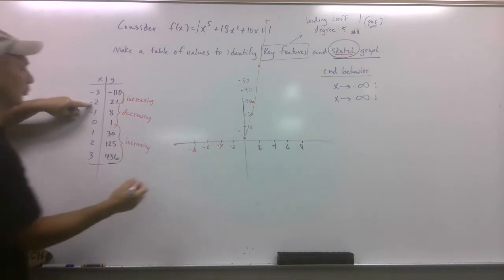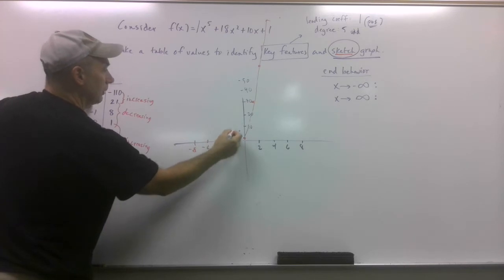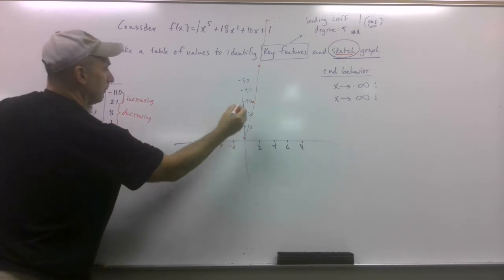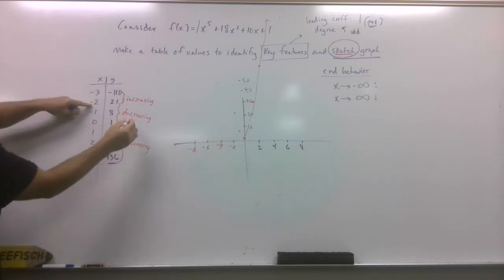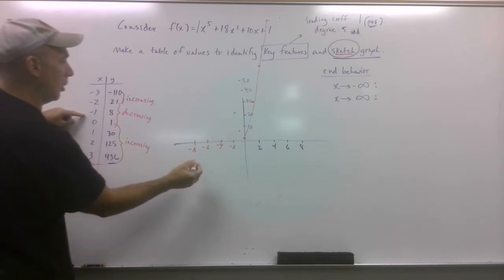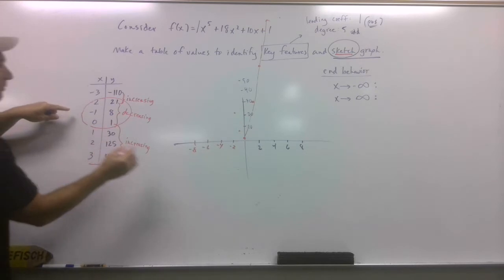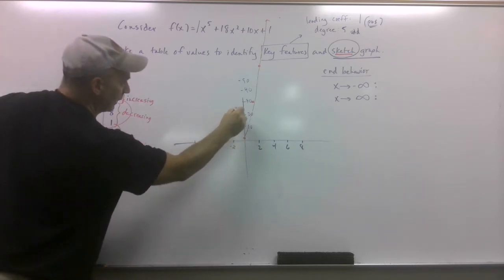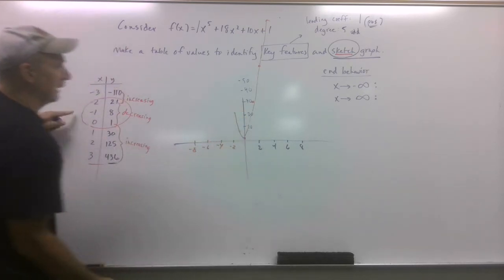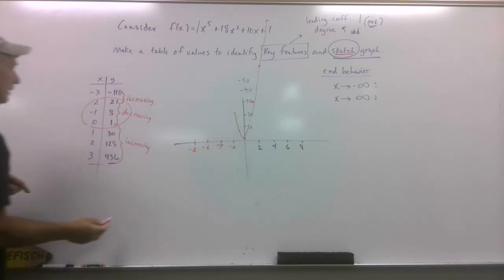And -2, 21 would be right about there. And it's decreasing all the way between these 3 points here. So 1, 2, 3. I know I can go like this. It looks like there's a turning point there.